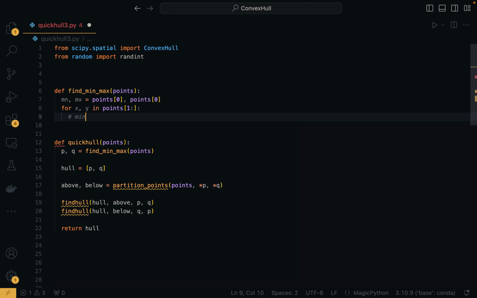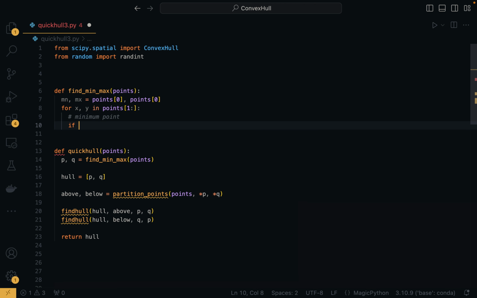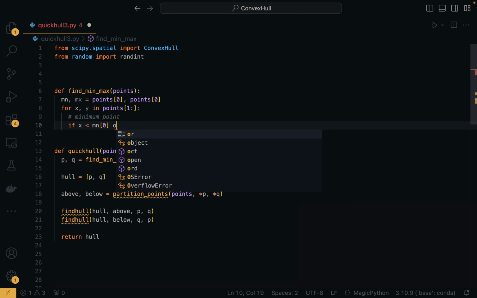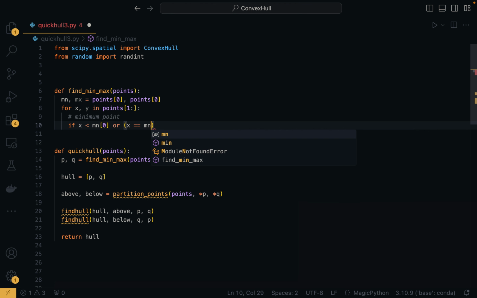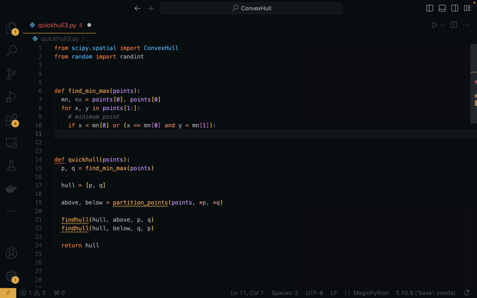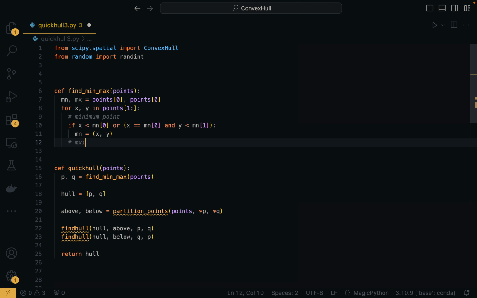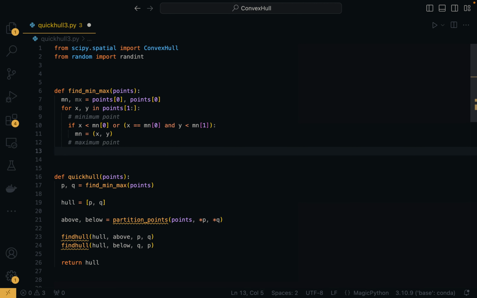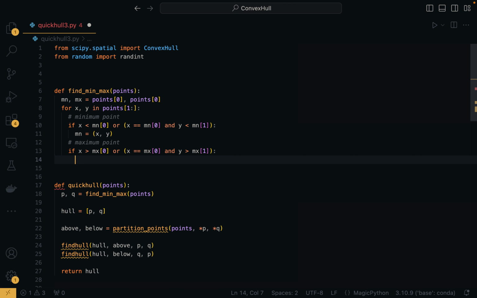And let's find the minimum point. So we'll say if x is less than min of 0, this is our minimum point, or x equals the current minimum, and y is less than min of 1, then we'll just update it. Okay, moving on to the maximum point. So if x is greater than max of 0, or x equals max of 0, and y is greater than max of 1, we'll update it.